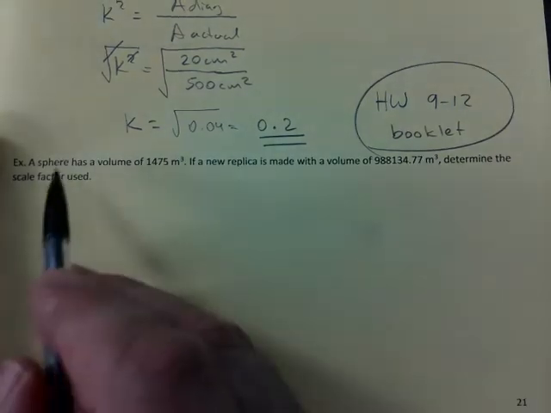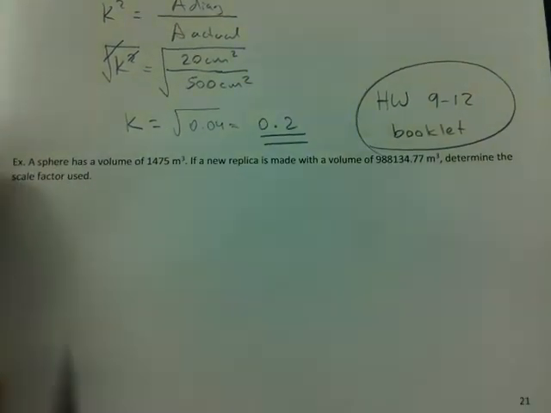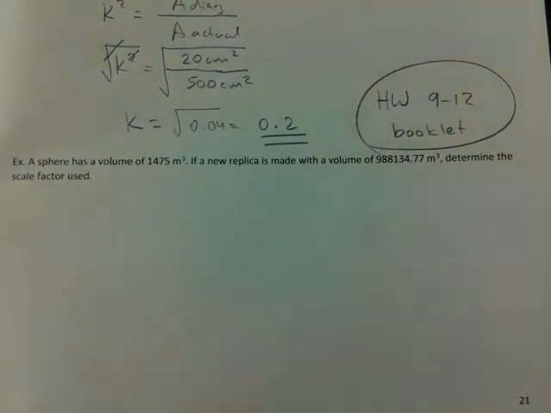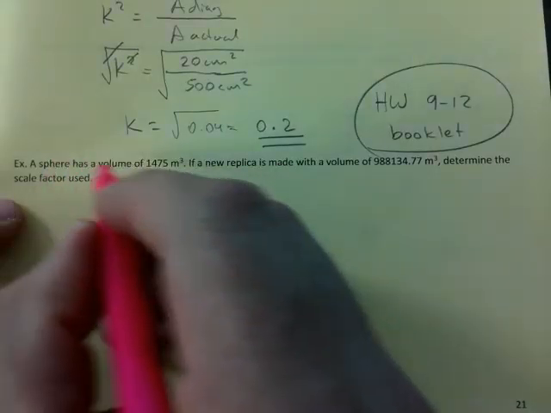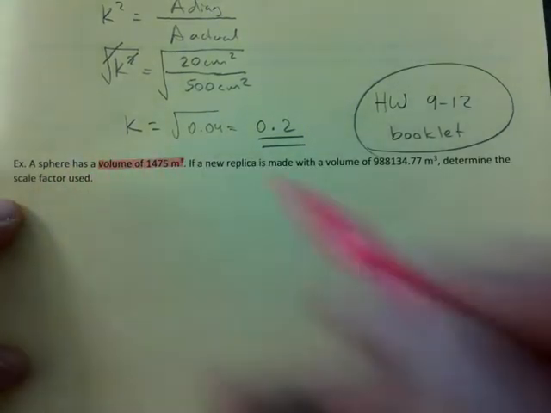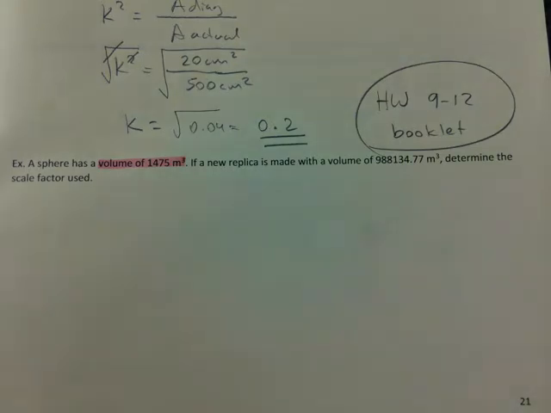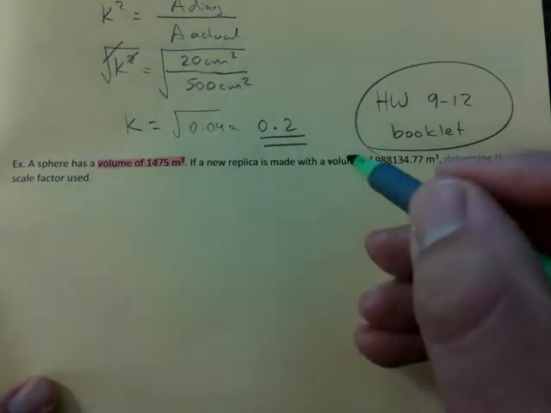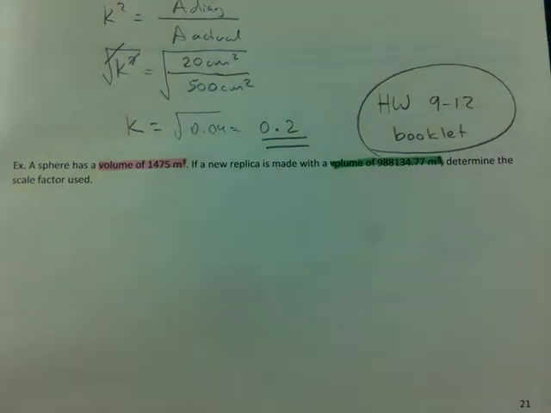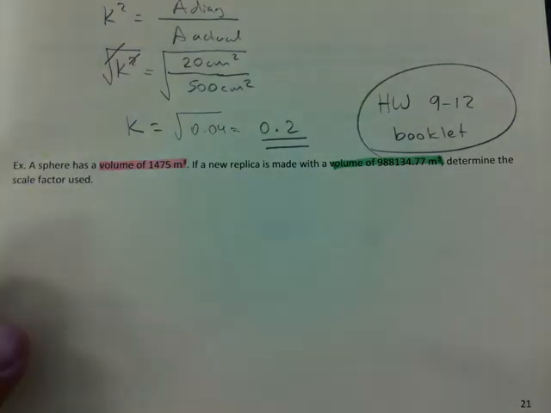So we have this example here. A sphere has a volume of 1475 cubic meters. Right. A replica is made, and that replica has a volume of 988,134.77 cubic meters. So it's definitely an increase, right? You have to look at the numbers. This is an increase. My scale factor better be bigger than 1, okay? Determine the scale factor used.